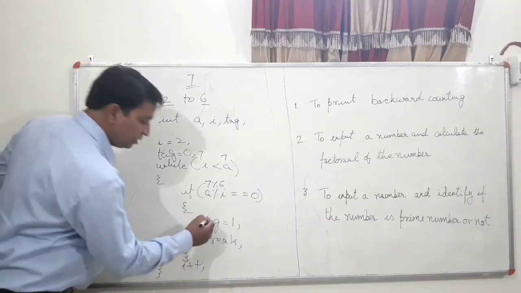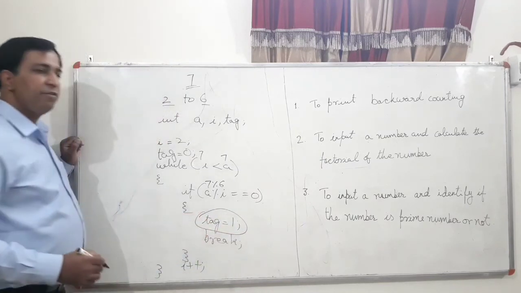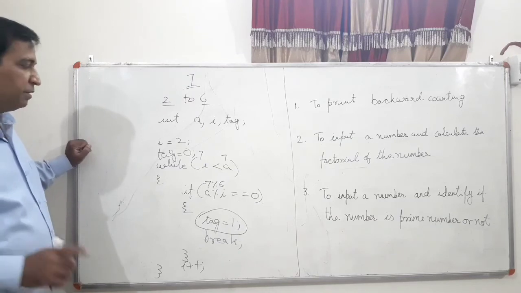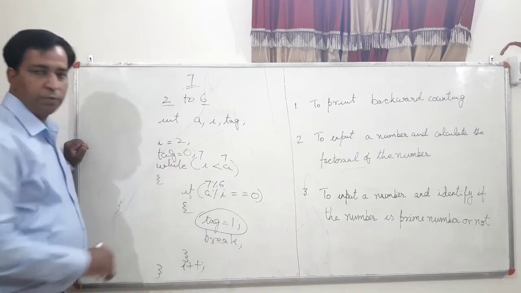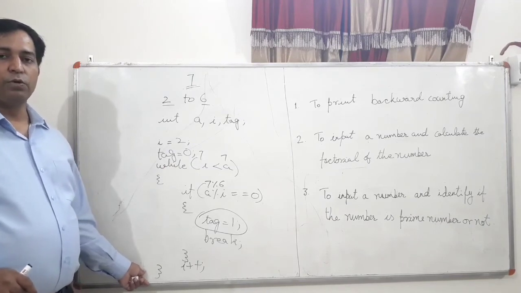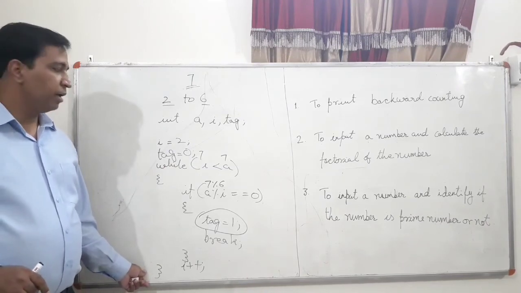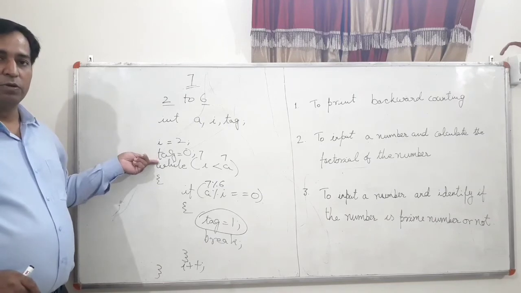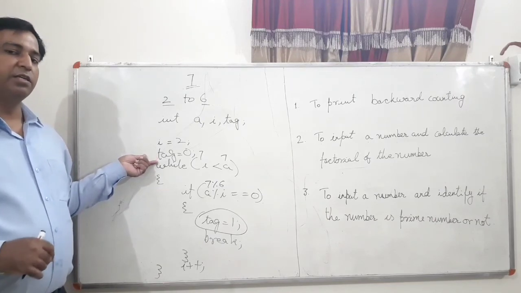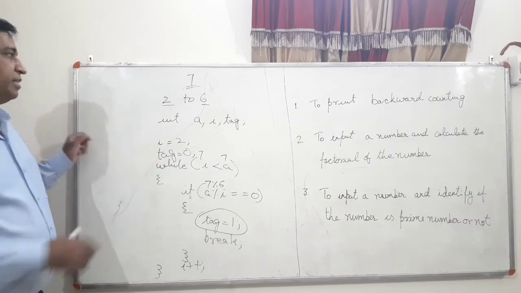Now as this statement has not been executed even once, that means tag is still holding 0. So after this loop, we are going to write one more if statement in which I will check tag's value. If tag is equal to 0, number is prime, else number is not prime. Let's see one more example.